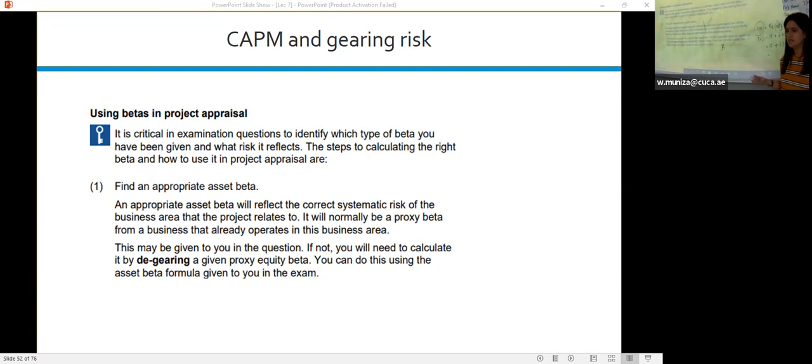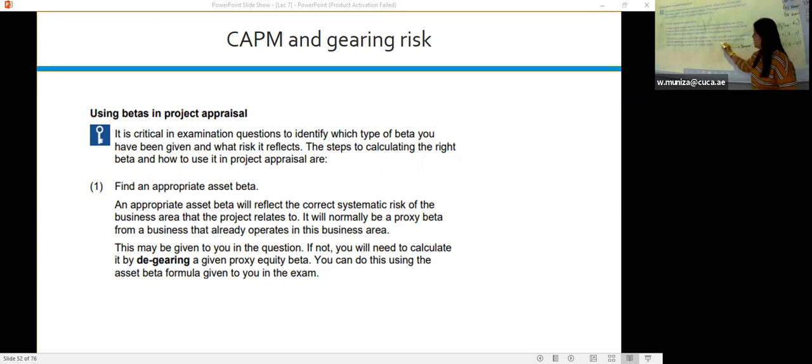From the market, if you are taking equity beta, that is because it represents all the market average. First, you need to ungear this beta. Why do you need to ungear it? You need to convert it to the asset beta, because gearing in every company is different.